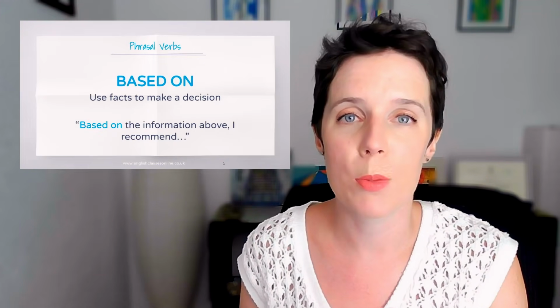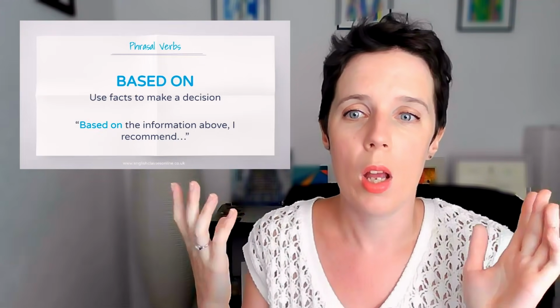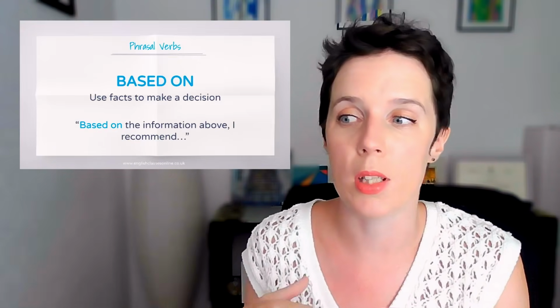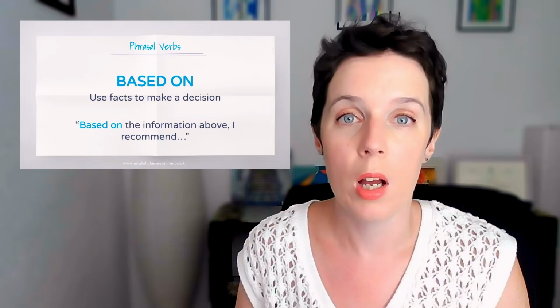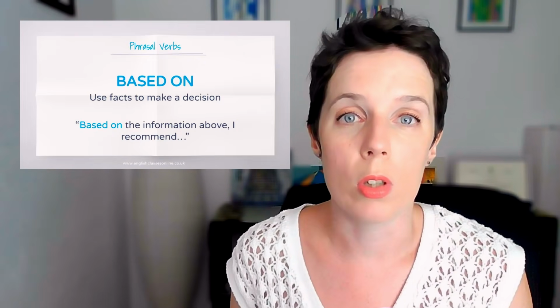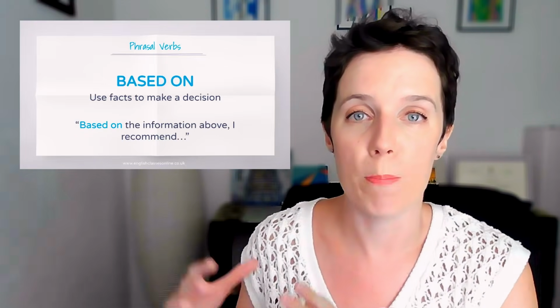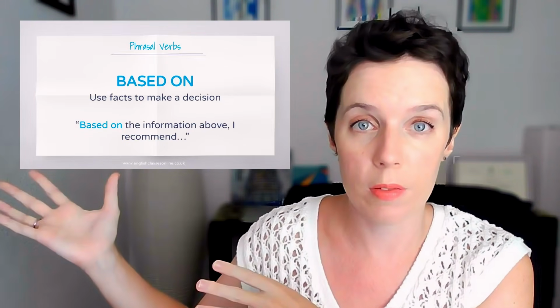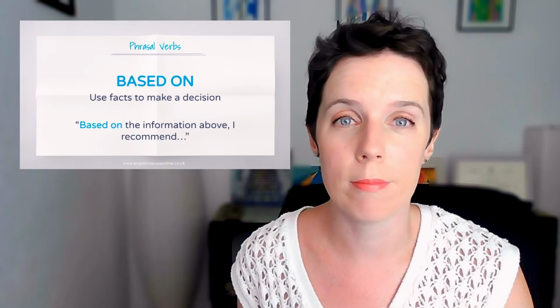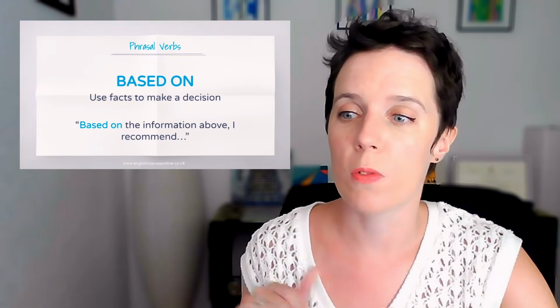Next up, based on. If something is based on something, you basically use facts to make a decision. So you could say, based on the information above, I recommend da da da. So this is nice to use in your conclusion. So you could say, based on the points above, I believe that, and then you can give your opinion. So that's phrasal verb number 2.